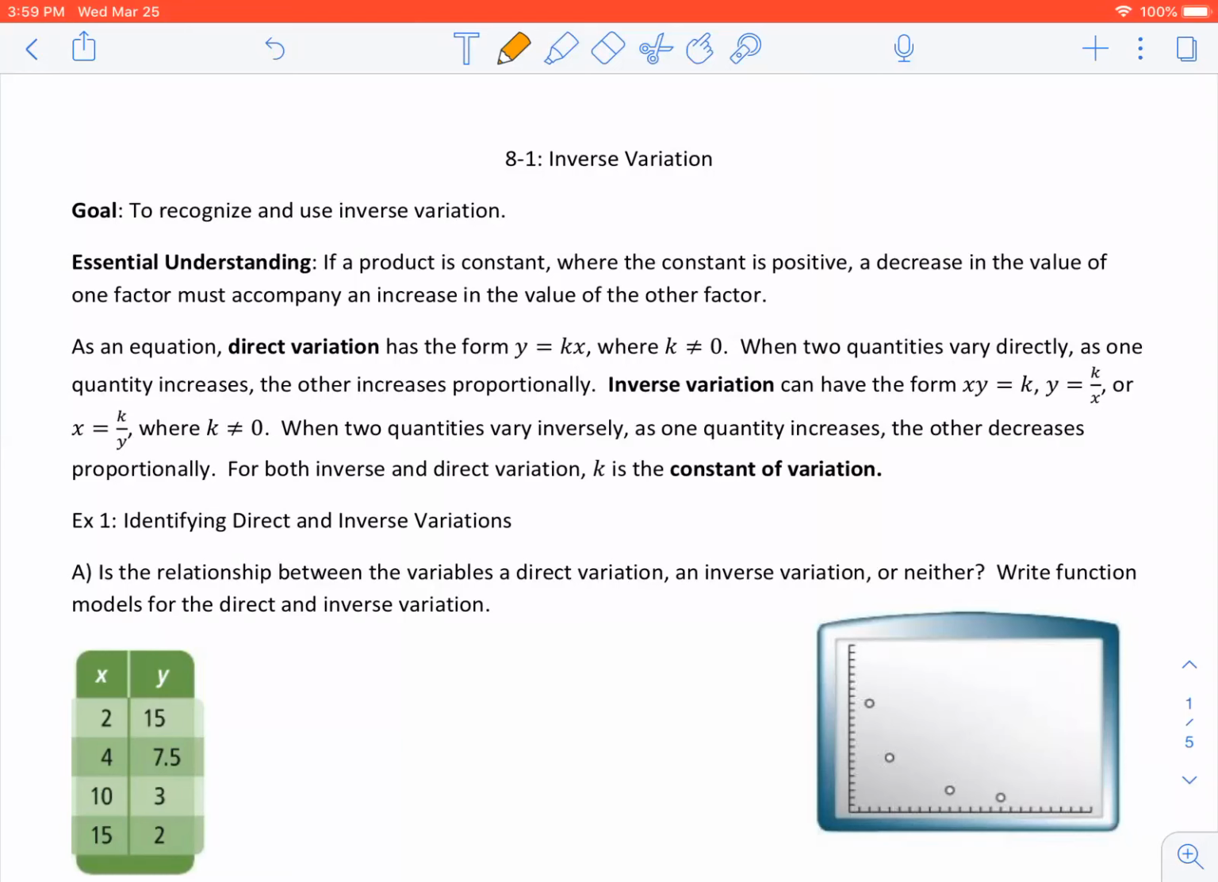This is really unusual, me recording myself and hopefully you guys listening and understanding everything that we're doing. We are going to start chapter 8. We're starting with section 8.1 on inverse variation.